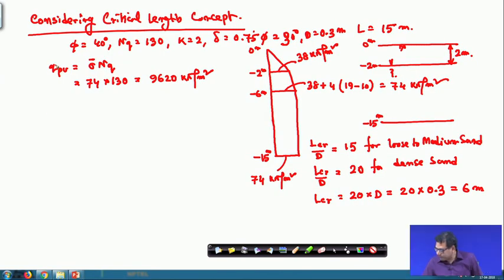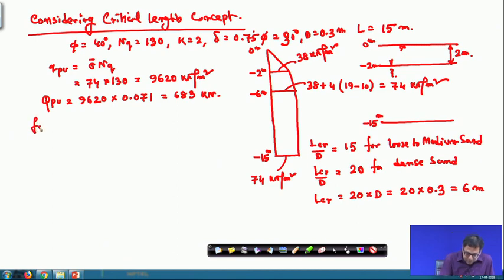So, and then I will find that F s, this is the Q P U is equal to, again this is 9620 and area is 0.071. So, that will be equal to 683 kilonewton. Okay. So, that is considering the critical length concept.